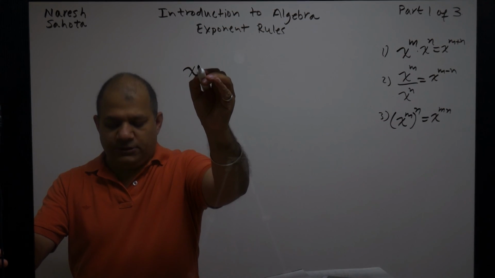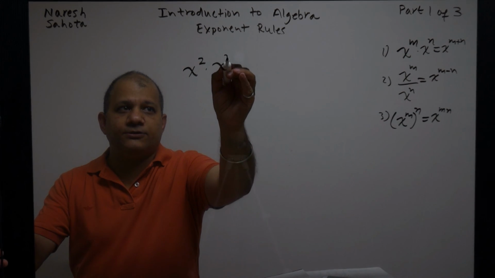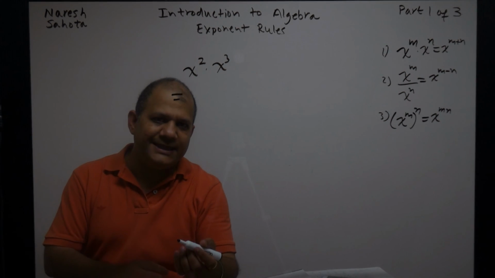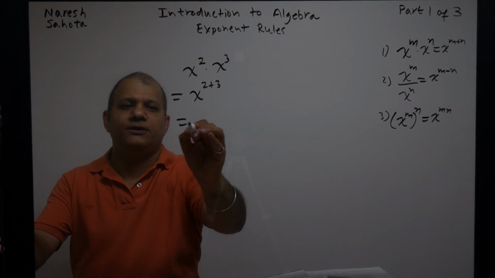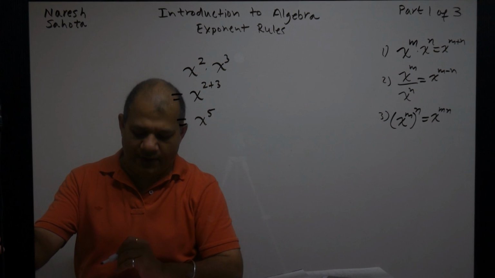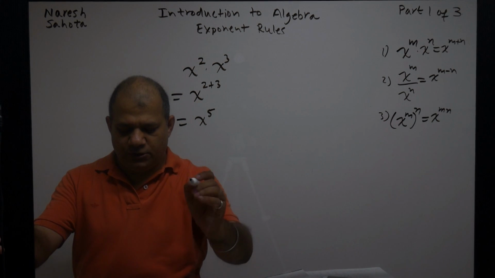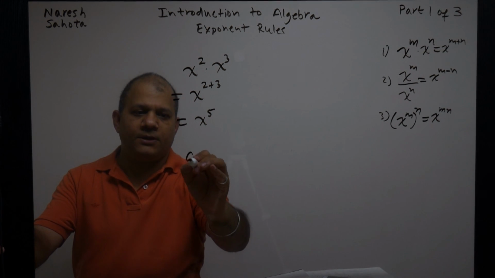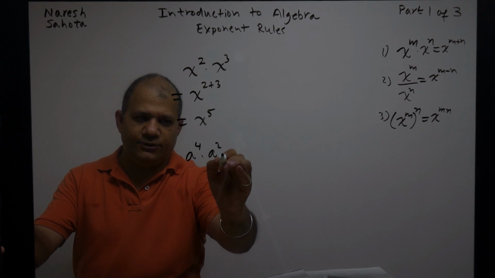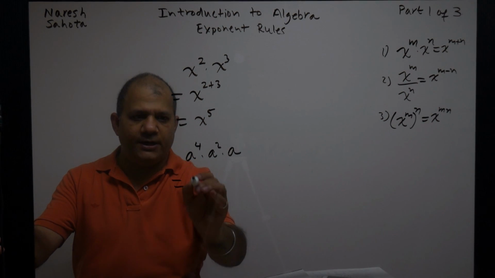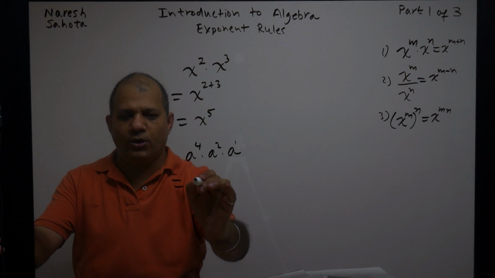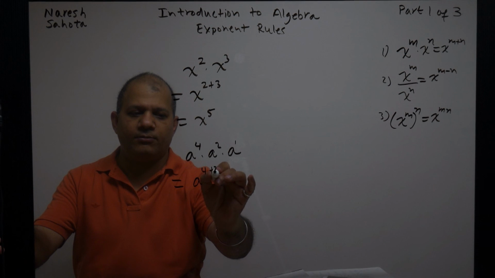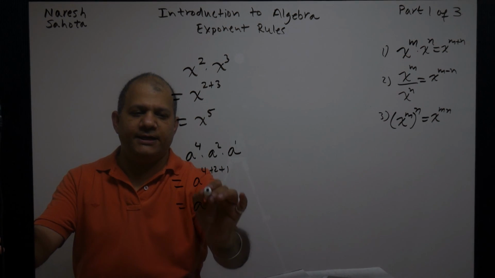So what about x to the 2 times x to the 3? So we're multiplying same bases, so we add the exponents, x to the 2 plus 3, so the answer is x to the 5. Okay, so now what about a to the 4 times a to the 2 times a? So here we have same base and we're multiplying. So remember, a here has an exponent of 1. So this becomes a to the 4 plus 2 plus 1. So this is a to the 4 plus 2 is 6 plus 1 is 7.